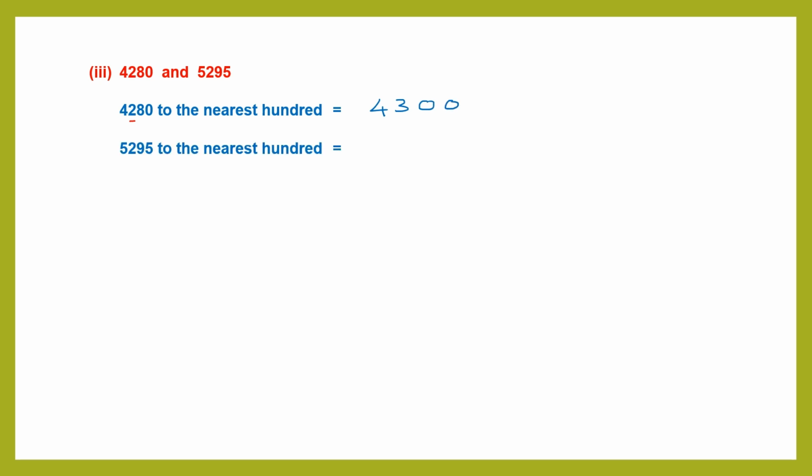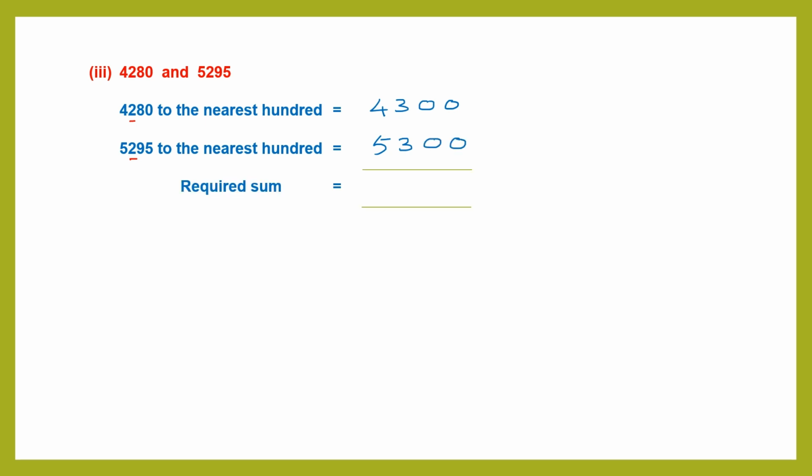4,300. Here we have a 4-digit number. Which is the digit in the hundreds place? Ones, tens, hundreds. 2 is in the hundreds place. The digit to its right is more than 5. So 2 will change to 3. Everything else on the left will remain the same. So 5, 3. On the right you get 2 zeros.